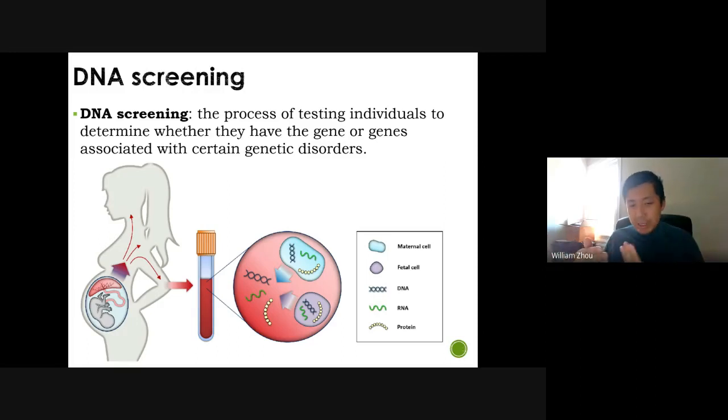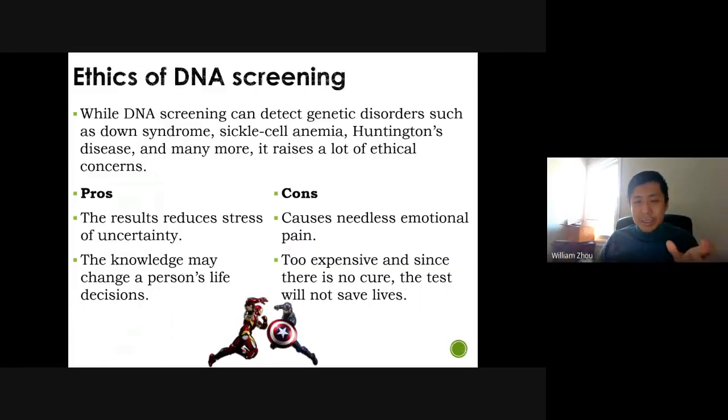Now, some mothers decide to go through with the pregnancy anyway, for reasons probably ethical. So yeah, there are people with Down syndrome because their mother decided, or they didn't get the screening and, well, they have Down syndrome. So the ethics of DNA screening, there's a lot of concerns. Well, it can do a lot of good, okay? If you have Down syndrome, sickle cell, or Huntington's, or the other diseases we didn't mention, it will tell you, okay? When you're pregnant, you go see your doctor.